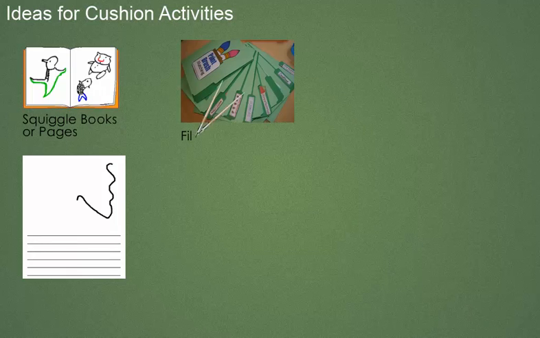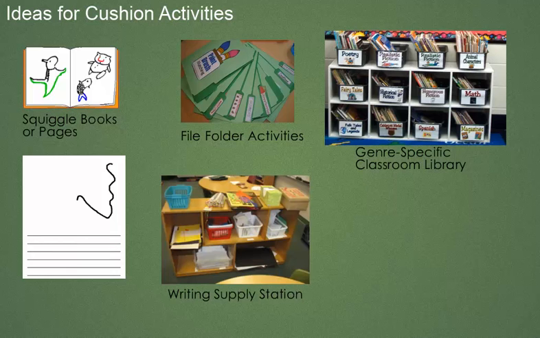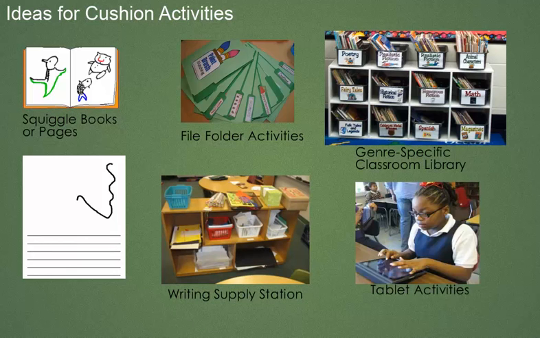Some ideas for cushion activities, which can be used anytime a student finishes his or her work early, include squiggle books or pages, file folder activities, a genre-specific classroom library, a writing supplies station with a variety of paper types and writing utensils, and tablet activities if you have that resource available. Rules and procedures for doing these activities should be taught and practiced before allowing students to access them freely.